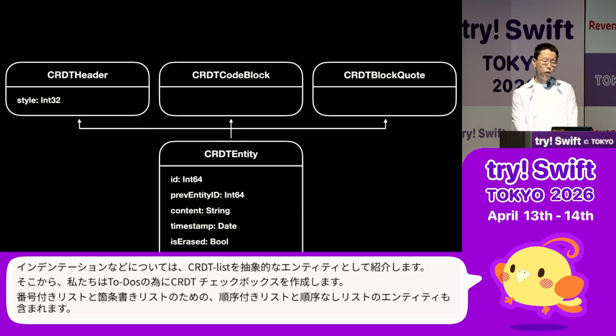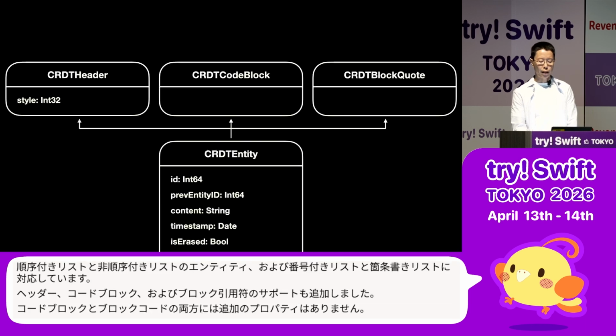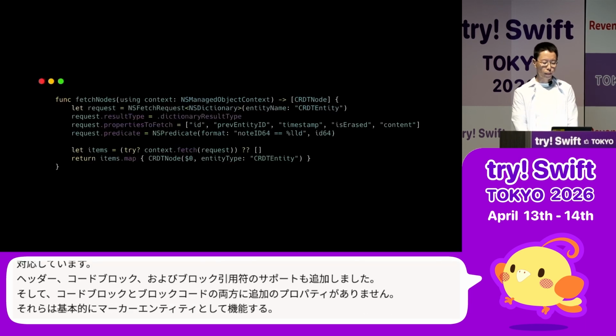We also added support for headers, code blocks, and block codes. And both code blocks and block codes don't have additional properties, as they essentially act as marker entities. So that covers the data structure.